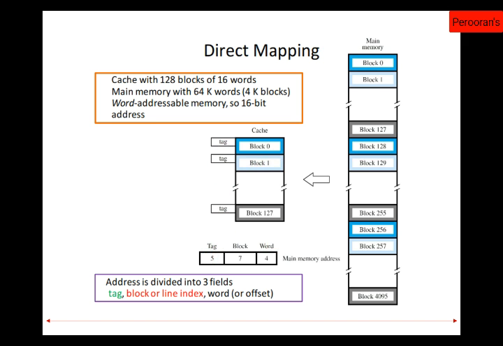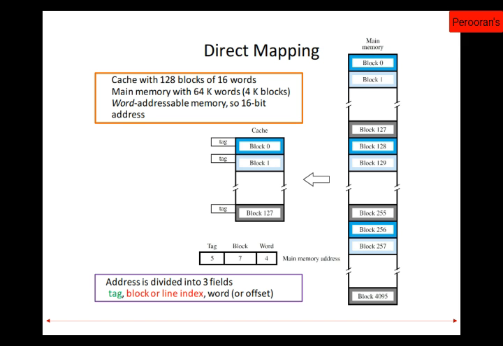Thus the higher order 5 bits of the address are compared with the tag bits associated with that cache location. If a match occurs, the desired word is in that block of the cache, and if there is no match, the required block must be read from the memory and loaded into the cache.